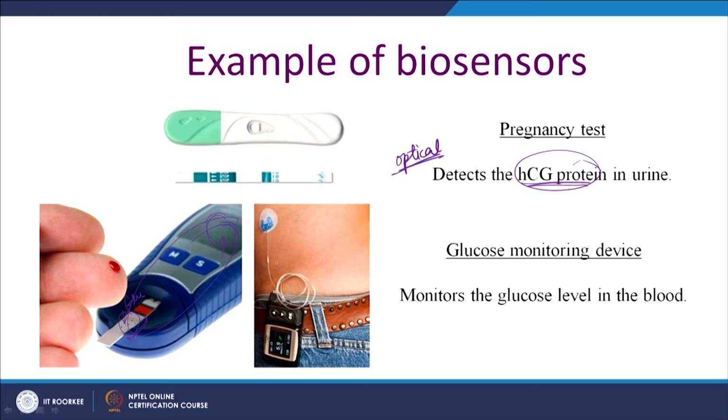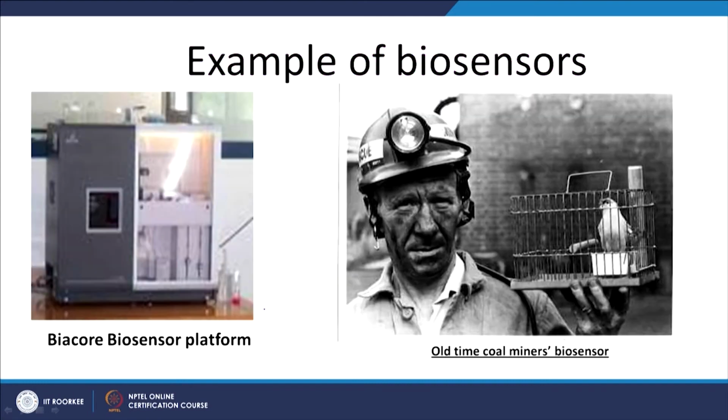Next is continuous glucose monitoring devices. Now these are very helpful for type 1 diabetic patients, and what we do is that there are 3-4 disposable sensors that are inserted into the skin, and then these sensors interact with the glucose levels, and whether glucose falls or increases, they undergo transformational change, which is picked up by your transducer and it gives you data here. Next you have your BioCore biosensor platform. So, this is a typical laboratory based platform, and then obviously we have our old time coal miners biosensor.